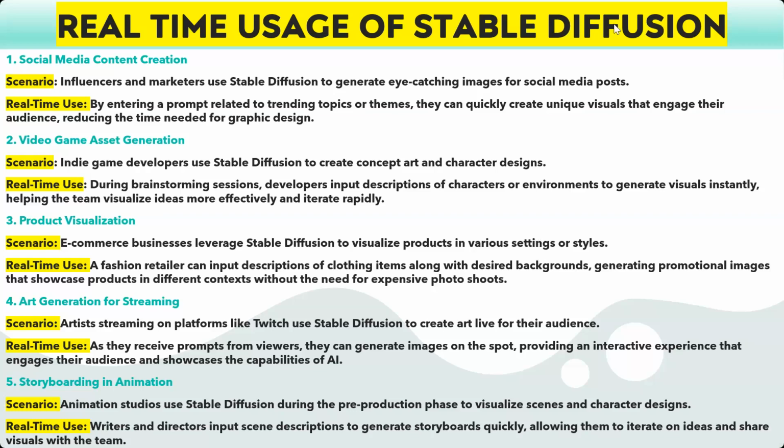Are we clear, everyone? So I explained two concepts to you. The first one is what Stable Diffusion is: it creates images from text prompts. And the second one is where we use Stable Diffusion in real time. Guys, thumbs up once you're done.